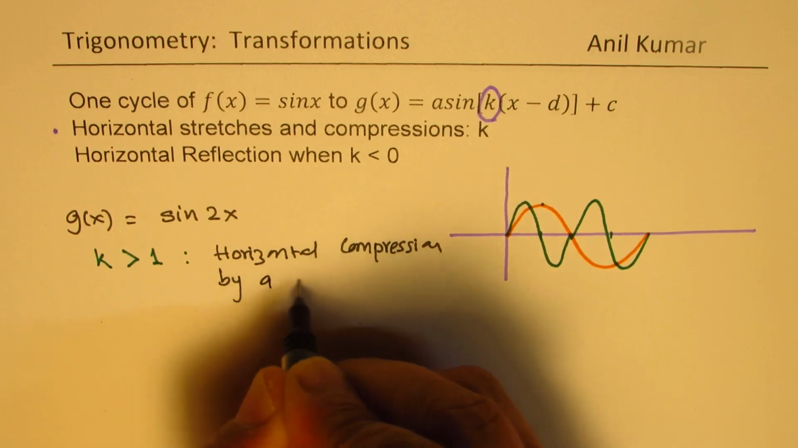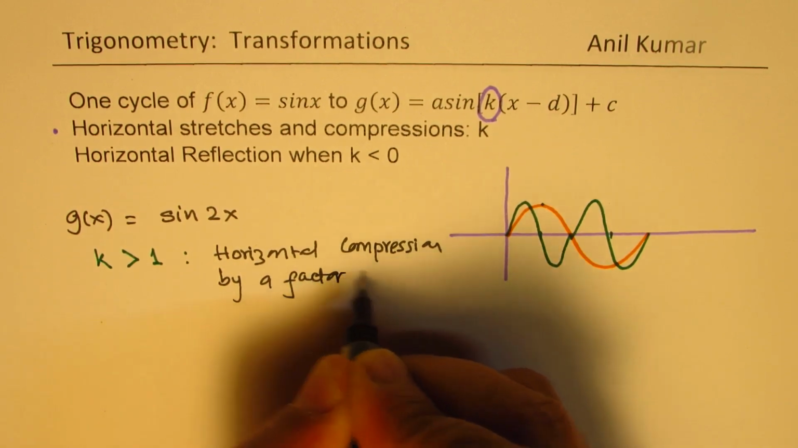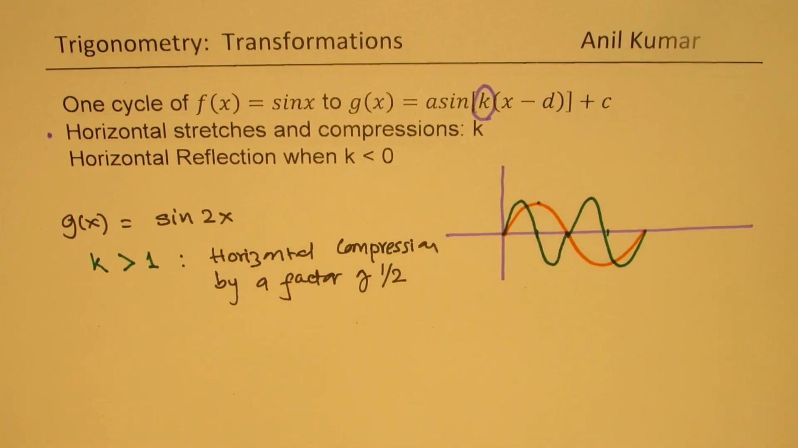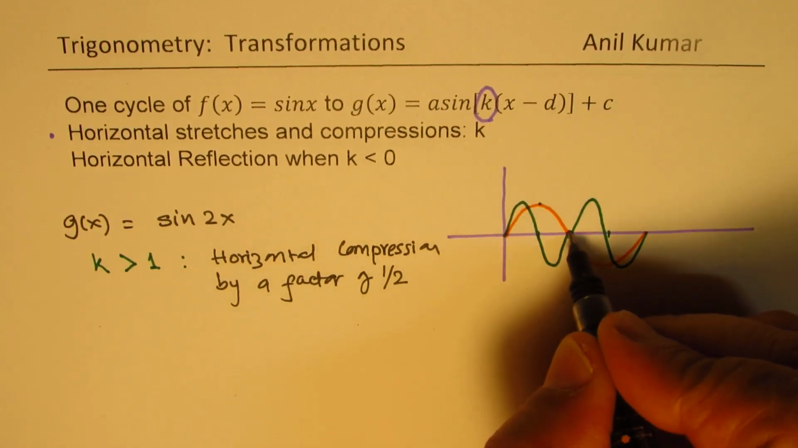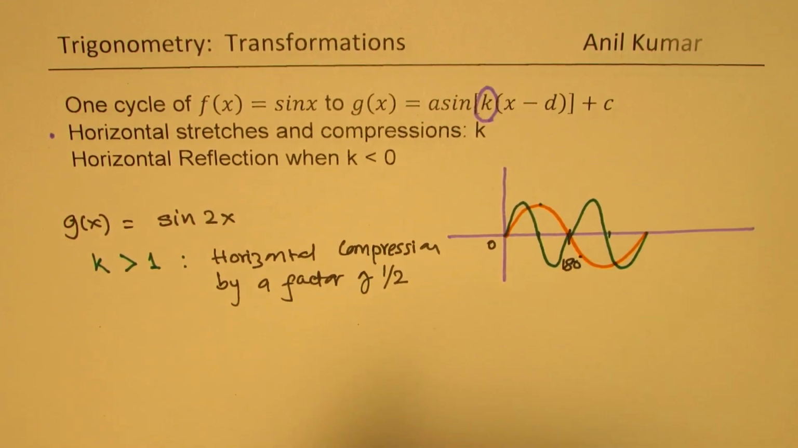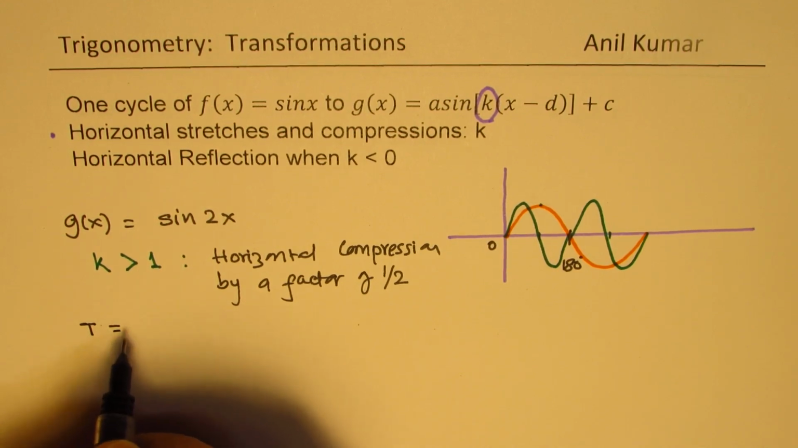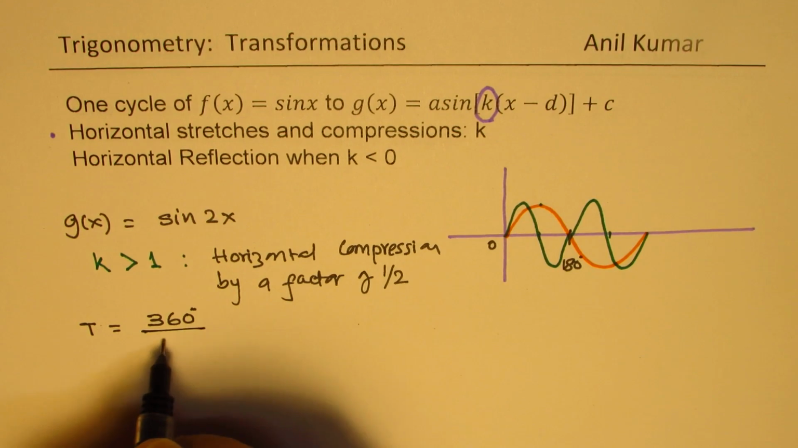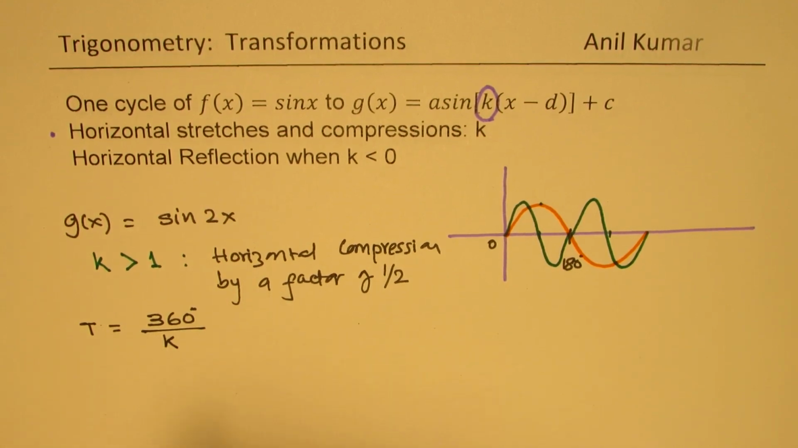By a factor of half, right? So basically, one wave will now be from 0 to 180 degrees. So the time period changes, right? The time period T is normally given by 360 degrees divided by k. So that is how it is.